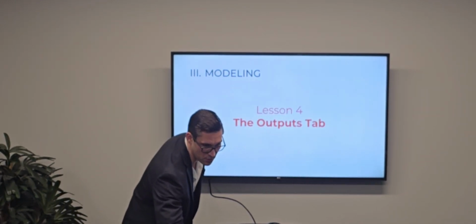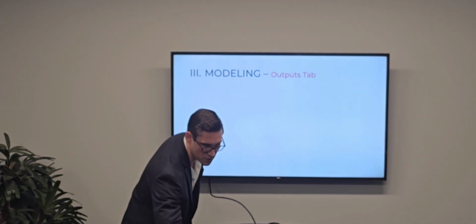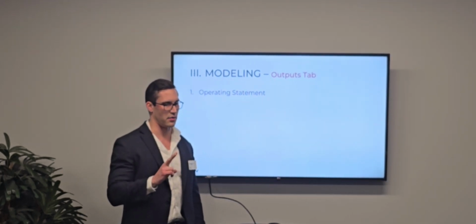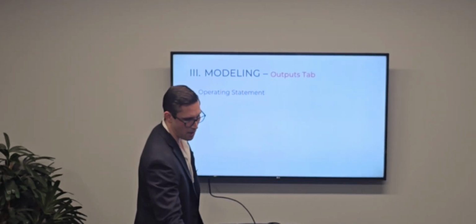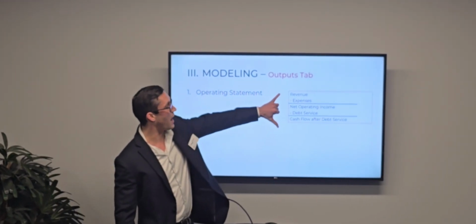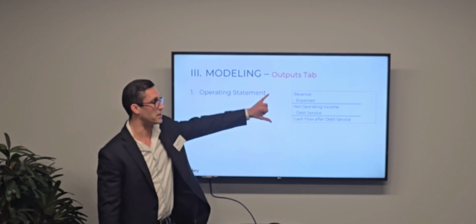Okay, so that's the inputs tab. Then there's the outputs tab. I don't want to spend too much time here, but it's really two things that I think are critical. One is the operating statement, and what does that mean? That's these 5 items primarily.